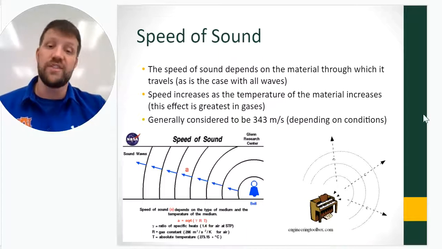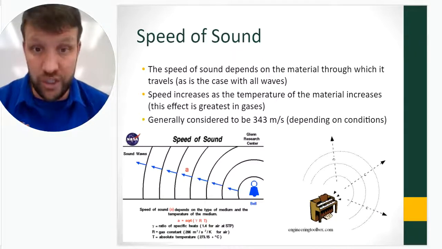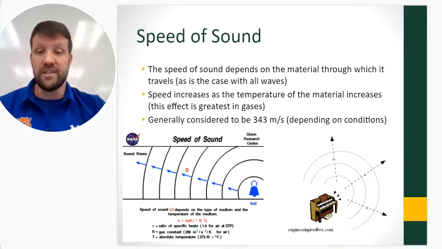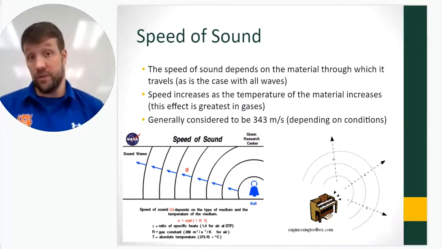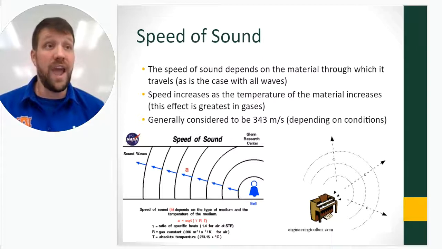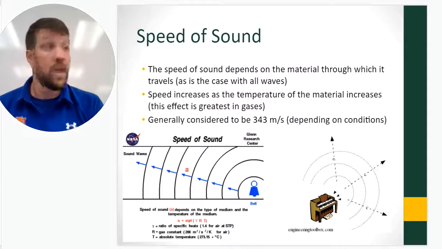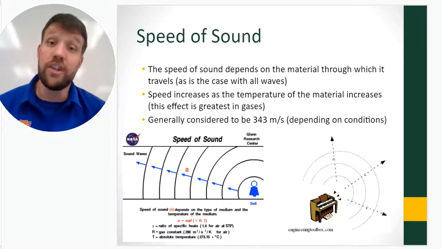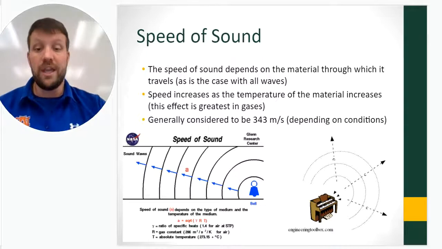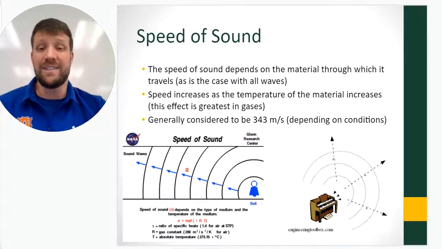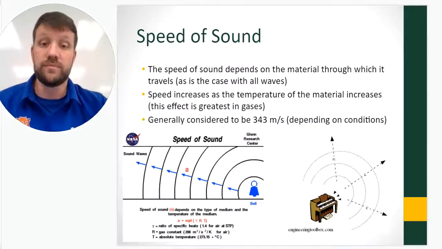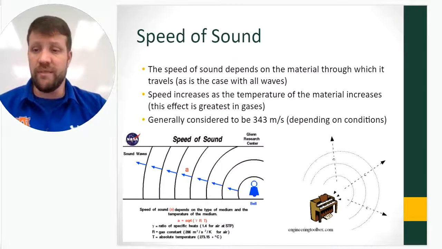The speed increases as the temperature of the material increases, and that's because there's more energy with a higher temperature. And this affects the gases. And it's generally considered to be 343 meters per second. That is our general speed of sound. Okay. Now that's going to vary. If you're at sea level versus on top of a mountain, it will literally be different, okay? On a day that's high pressure versus low pressure, it could be different. So 343, you might see a problem later on where it actually gives you a different value, and realize that that's fine. Just use the value that it gives you. All right, so we want to make sure we use, again, the value that it gives you.